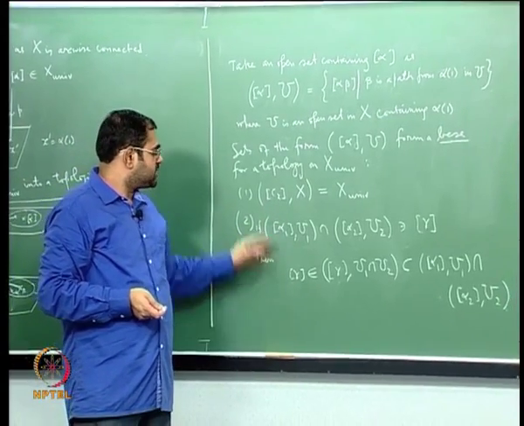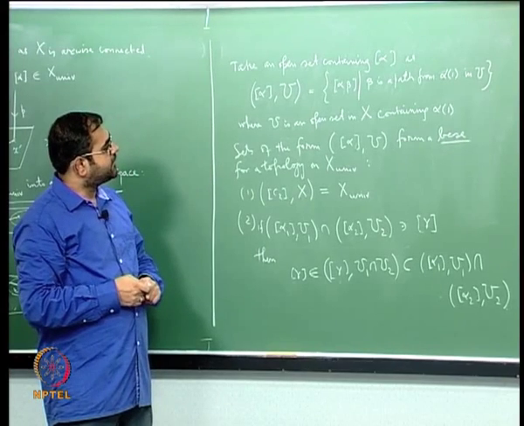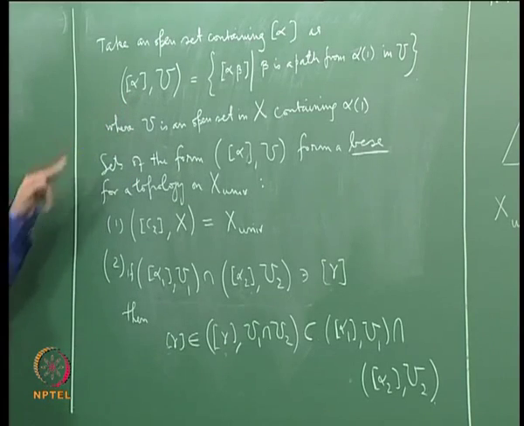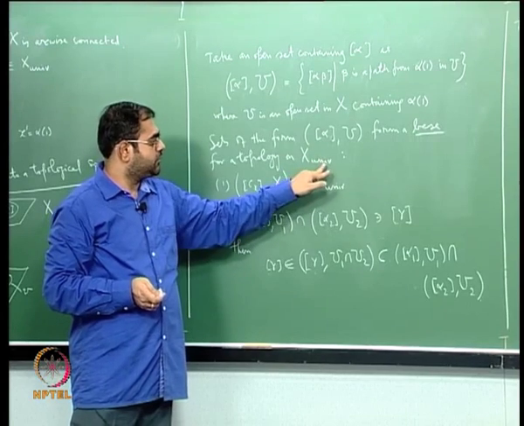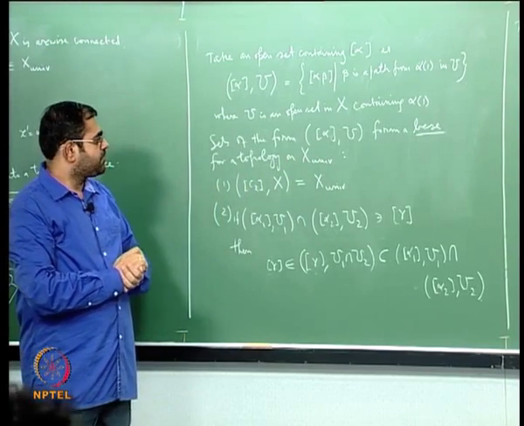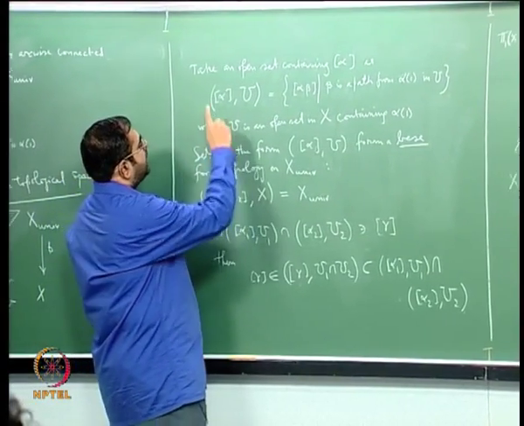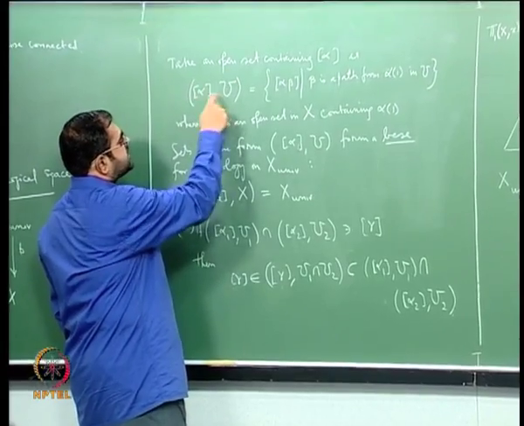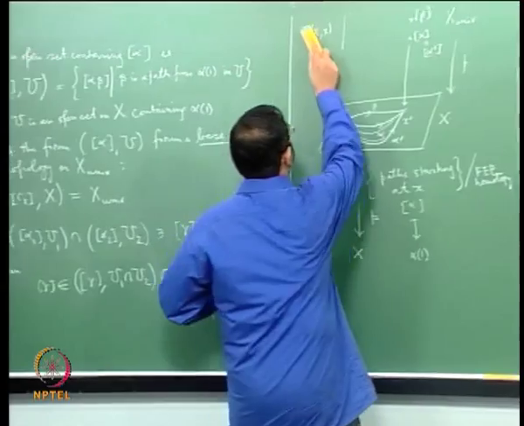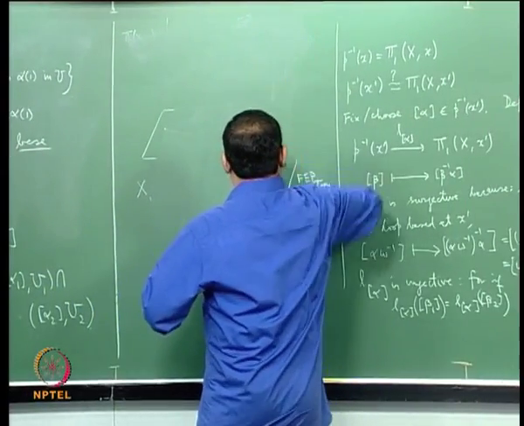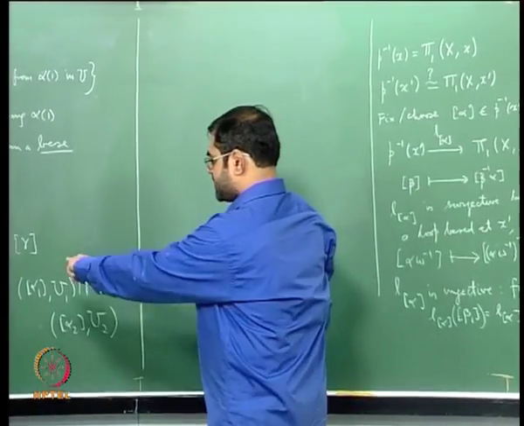So with these two properties it is easy to check that you can take the topology on x sub unip as the topology given by open sets which are of the form arbitrary unions of finite intersections of sets of this type. So let me write that down. Maybe it is worthwhile to draw a diagram for this one.